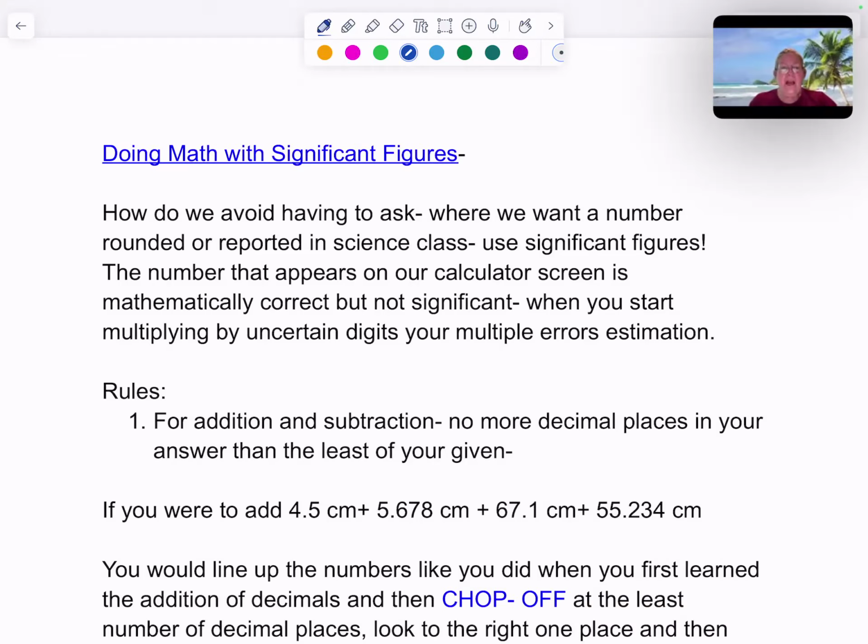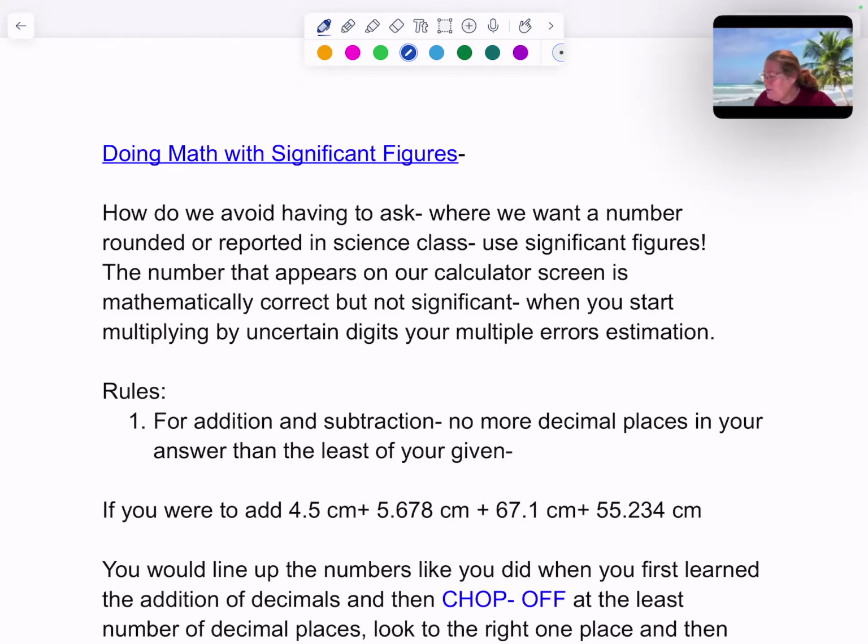So if you were asked to add 4.5 centimeters plus 5.678 centimeters plus 67.1 centimeters plus 55.234 centimeters, you're getting the perimeter of some shape. Okay, can you really use your ruler to the thousandths place, or are you being a little over generous with your estimation on that last place? We don't know. We don't know how fine your ruler was.